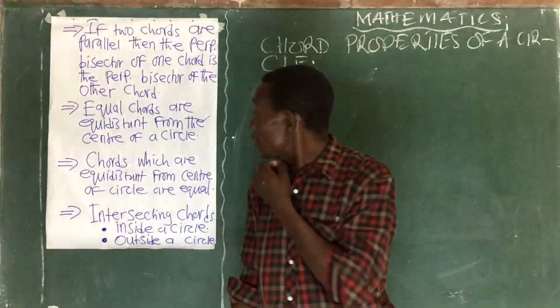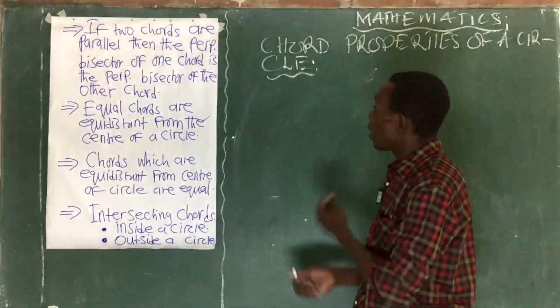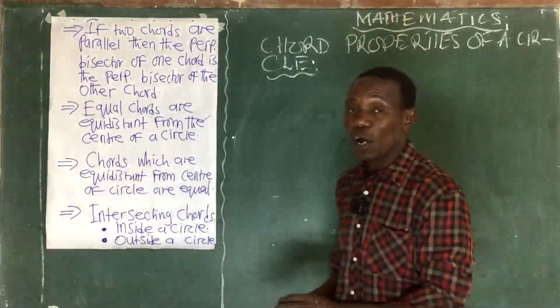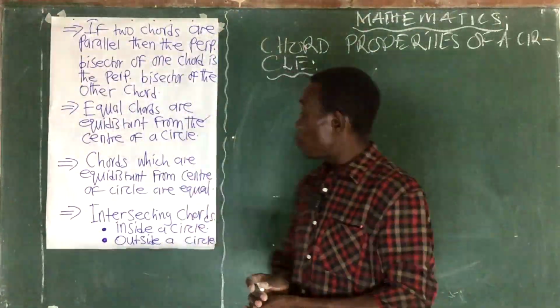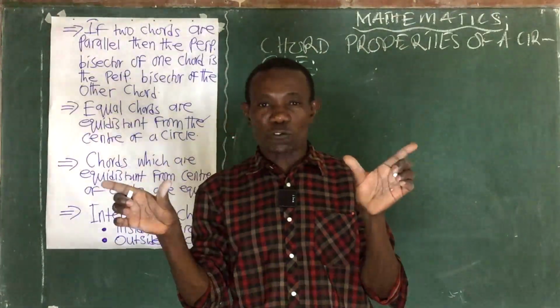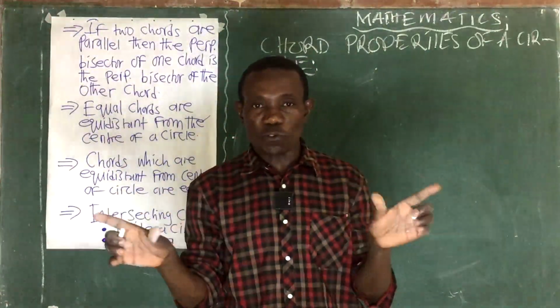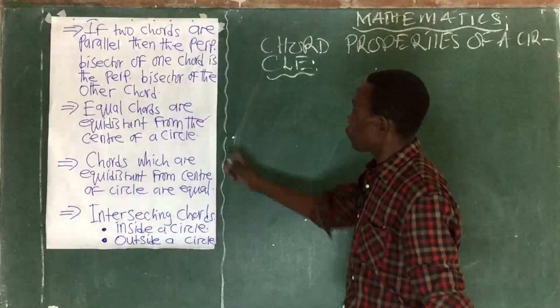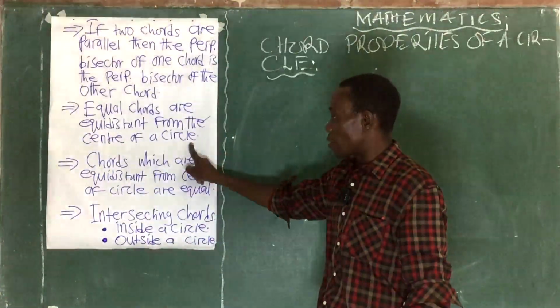We're going to observe that. Let's say I draw a circle and I have got chords which are equal. We'll be able to observe that these chords will be at the same distance from the center of the circle. Like the distance will be the same. So that's what it means when we talk of equal chords being equidistant from the center of the circle.